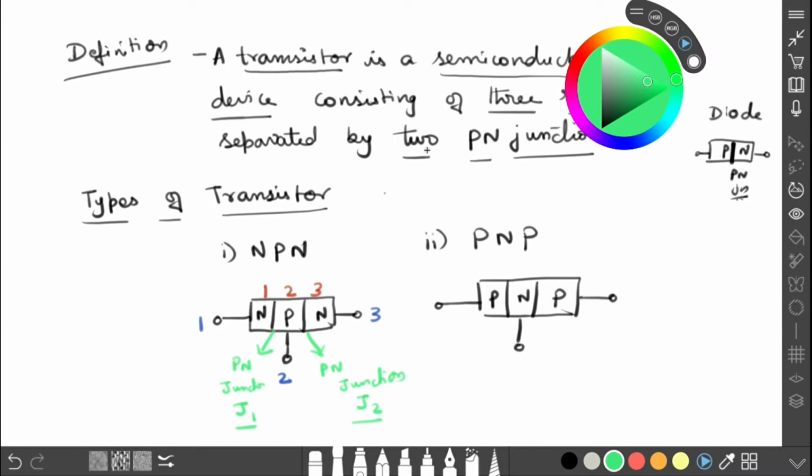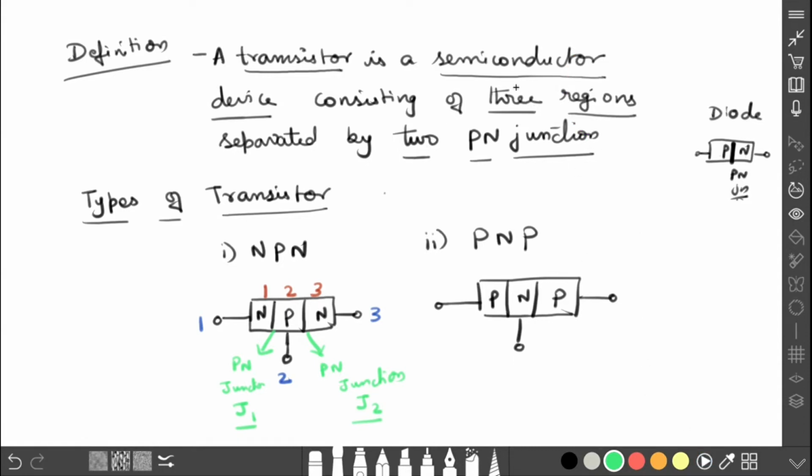Now you see the definition. Three regions, and I mentioned already three terminals, 1, 2, 3, separated by two p-n junctions, so that you can understand the definition clearly. A transistor is a semiconductor device consisting of three regions separated by two p-n junctions. And moreover, we have discussed the types of transistor: one is NPN and another one is PNP.